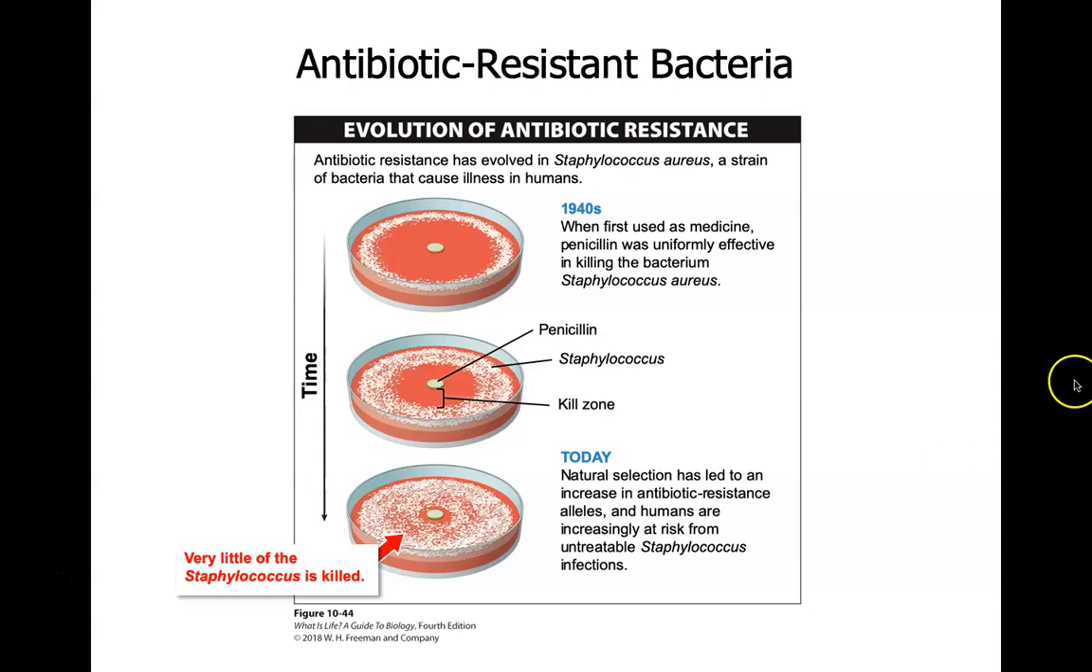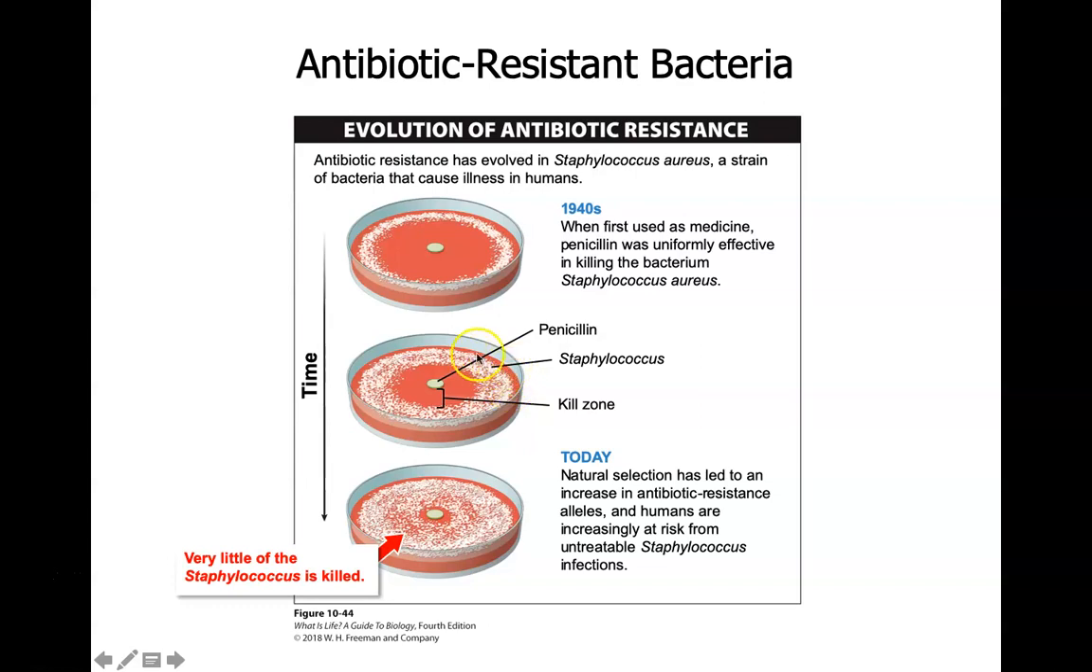The reason for this is that in the 1940s, penicillin was extensively used, and it was used so much that at some point, some bacteria developed a mutation that allowed them to survive in the presence of penicillin. This is what we see here. We have some Staph aureus that is able to survive even though there's penicillin.